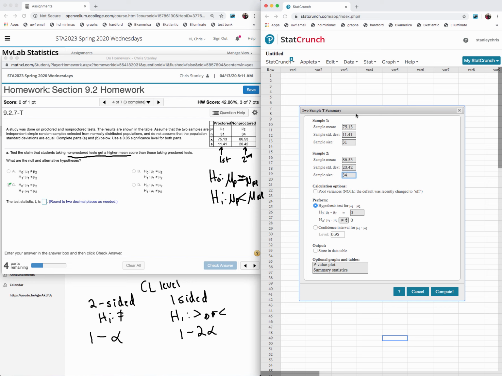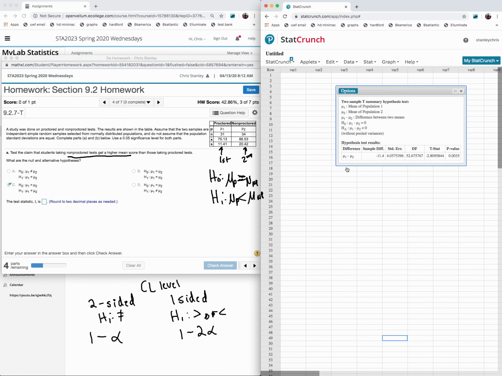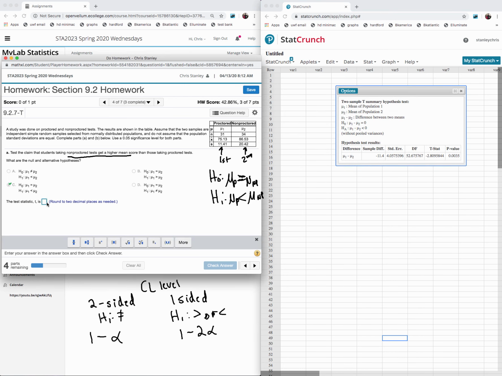Okay, so I'm back with the data in. So take a second, pause the video, and just look to see how I transferred that over. Sometimes students don't know the notations. They don't know that x bar is the average. So make sure that you're clear on that. Now this needs to be a less than, because we have the proctored first, and we have the non-proctored. So negative 2.81.